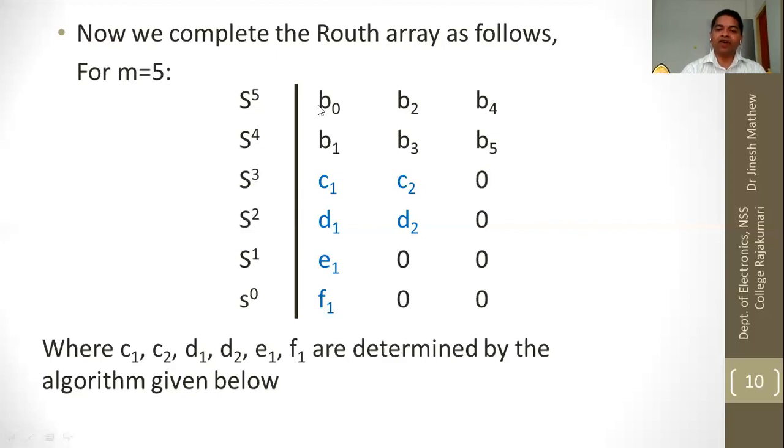Negative determinant of these four terms divided by B1. That is, B1 B2 minus B0 B3 divided by B1 is called C1. What is C2? C2 is calculated from this column and this column. B1 B4 minus B0 B5 divided by B1 is C2.